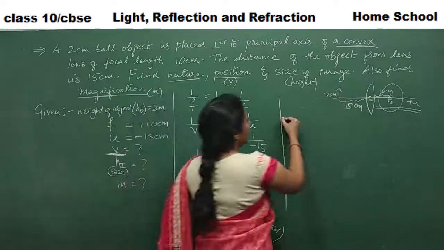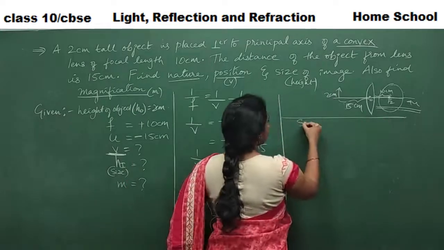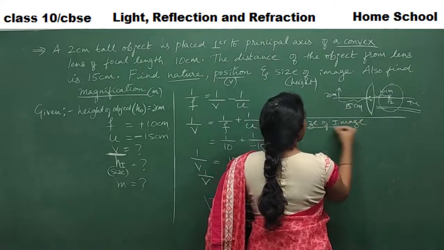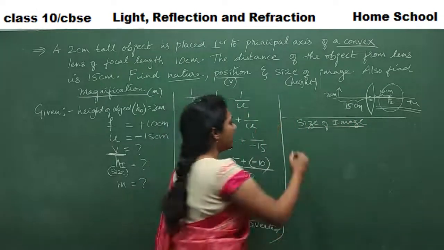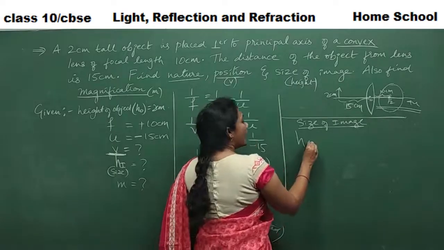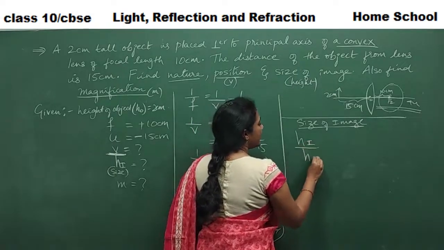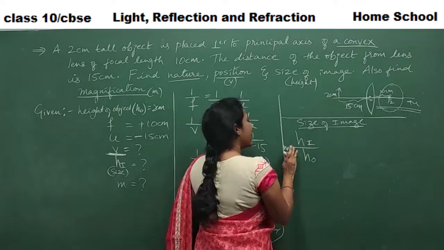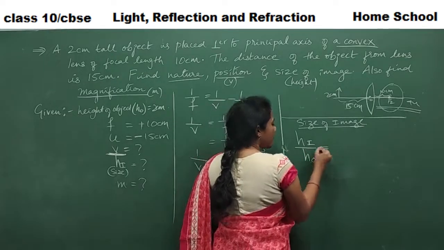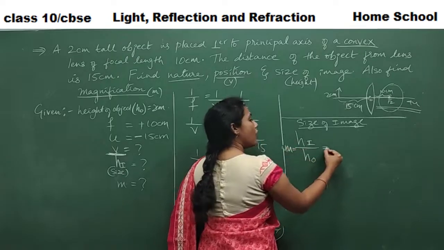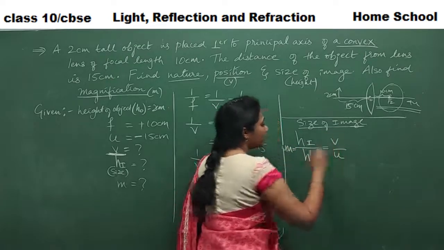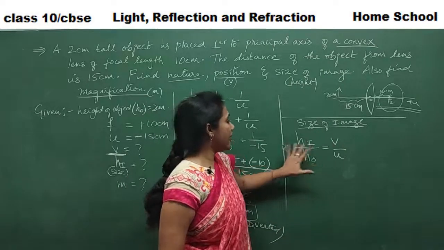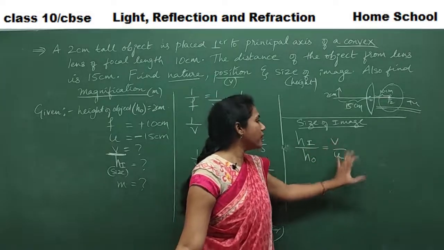So to find out the size, we are finding the size of the image now. Observe carefully. We know the formula, height of the image divided by height of the object, right? This is the magnification formula actually. This is also equal to V by U. So let me consider my formula for finding size as HI by HO, which is also equal to V by U.